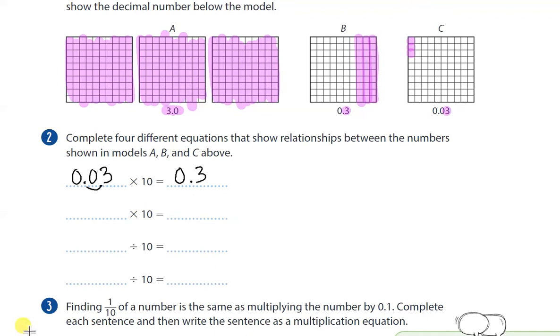I could also take my now 0.3. If I multiply that by 10, again, I'm going to move that decimal over. It's just 3.